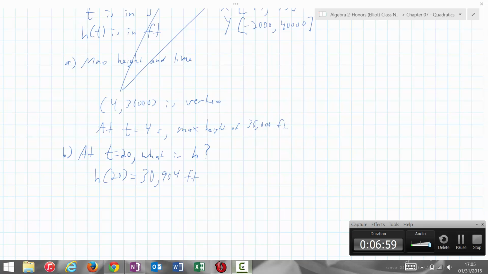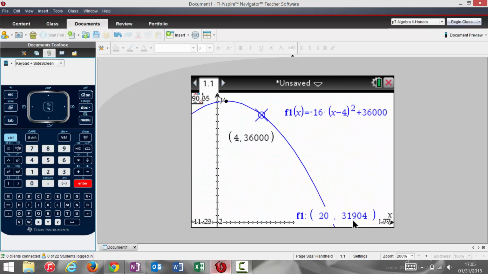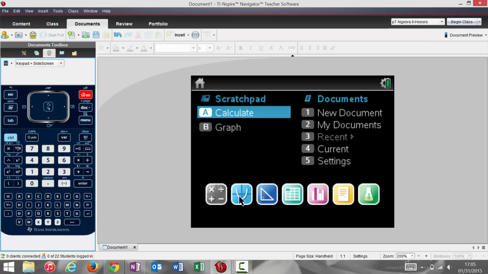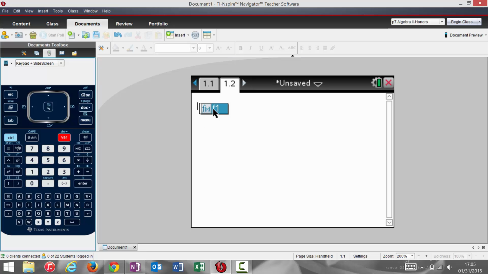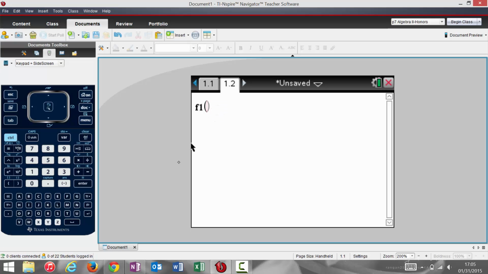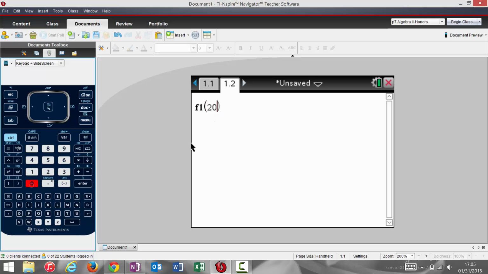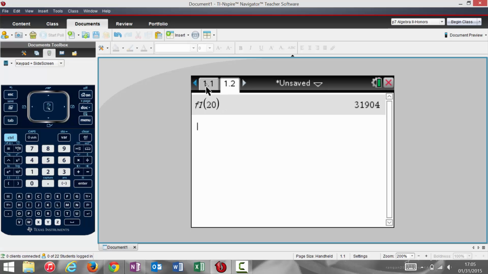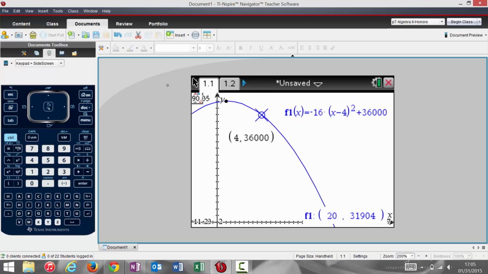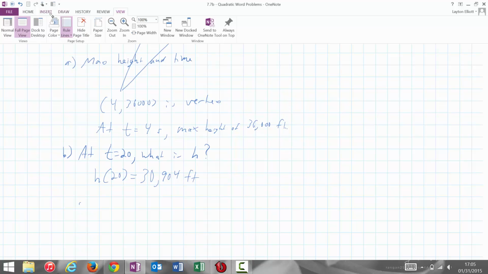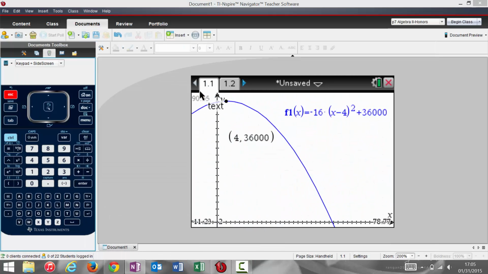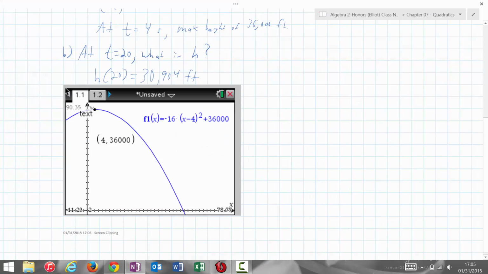A second way, in a perfectly legitimate way, is to actually go back to the home screen, add a calculator to this, and in the calculator page we're going to hit the variable key, call up f1, which is the function that we have stored in f1, and just say f1 of 20, and it will give you that same thing. This is very useful if it's not on the graph itself. As a final move, just for the purpose of archiving these notes for you guys, what I'm going to do is go back here. We're just going to do a little quick insert, screen clipping, and grab this.